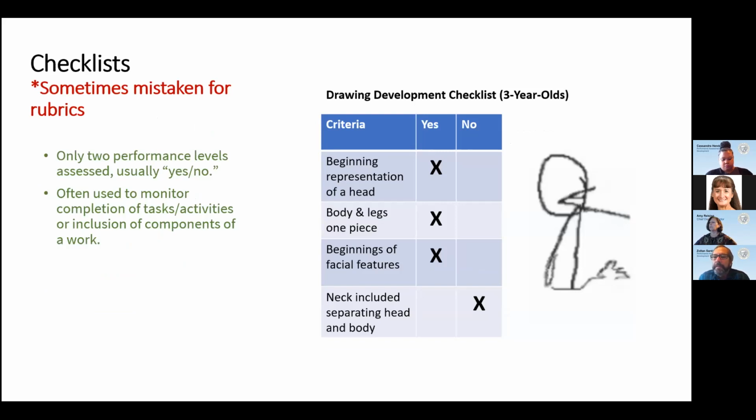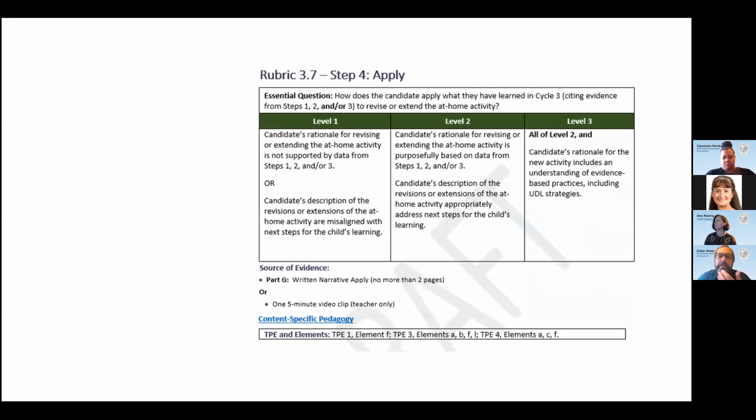So this is, again, the famous drawing of a 3-year-old's early drawing of a human figure. And so you can either see whether the criteria are there or not. Again, there are no descriptors of performance. It's just, is it present or is it missing? These are, again, not rubrics, and they're not used in the way we assess candidates. So, getting to how we assess candidates?